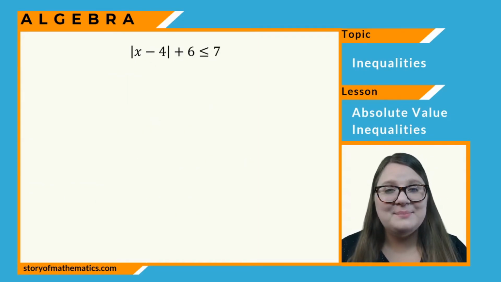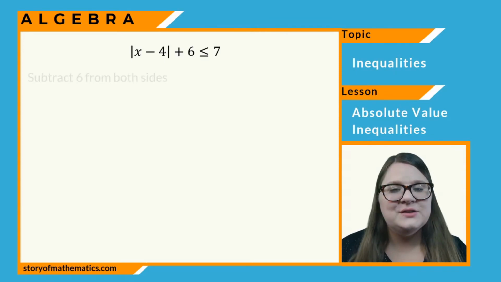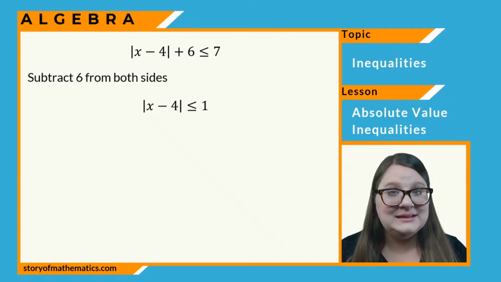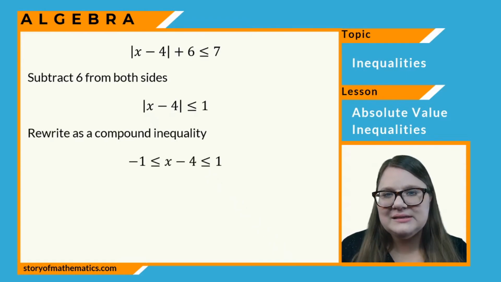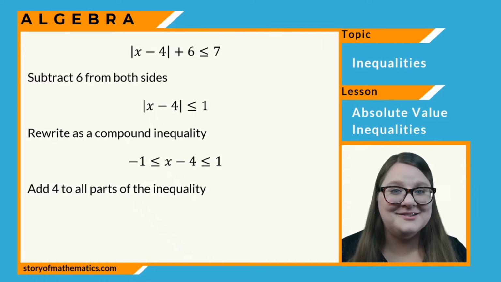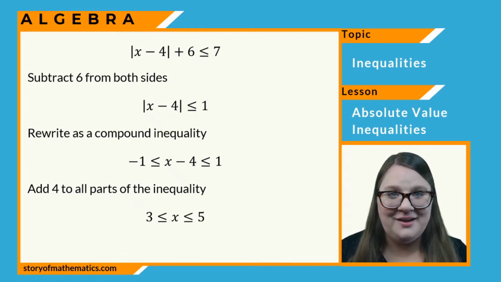What if I gave you this one? The absolute value of x minus 4, plus 6, is less than or equal to 7. Well, my first step has to be to get the absolute value by itself, so I will subtract 6 from both sides. That gives me that the absolute value of x minus 4 is less than or equal to 1. Now, because it's a less than or equal to, I'm going to have an "and" statement, or a compound inequality that looks like this. Negative 1 is less than or equal to x minus 4 is less than or equal to 1. To finish solving this compound inequality, I'm going to add 4 to all parts. That's going to give me 3 is less than or equal to x is less than or equal to 5.